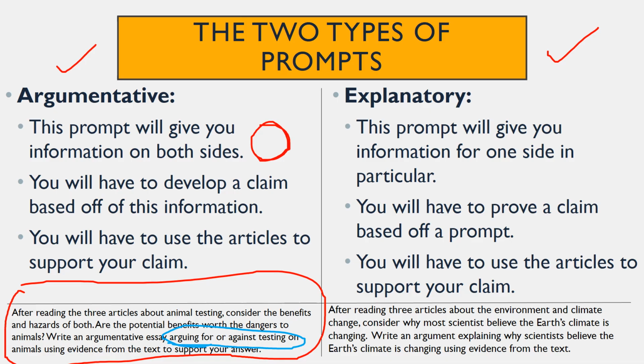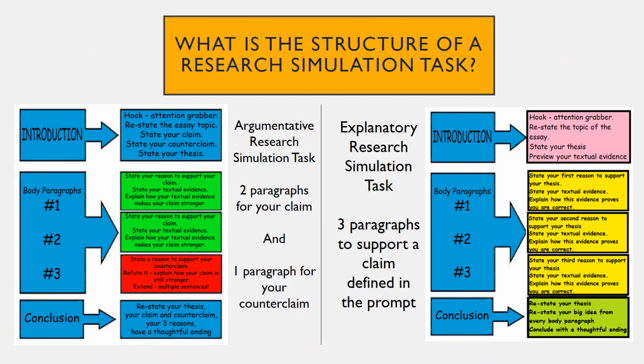For explanatory, this prompt will give you information on one side in particular. You will have to prove a claim based off a prompt, and you will have to use articles and videos to support your claim. An example of a question you might be asked is, after reading the 3 articles about the environment and climate change, consider why most scientists believe that Earth's climate is changing. Write an argument explaining why scientists believe that Earth's climate is changing, using evidence from the text. Notice it's focusing on one side. You're just focusing on proving why scientists say that Earth's climate is changing.